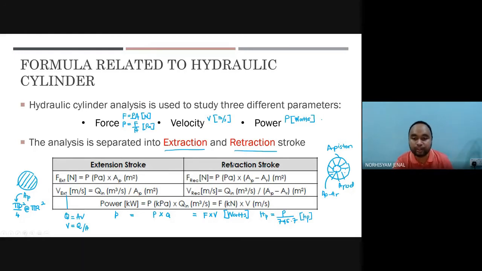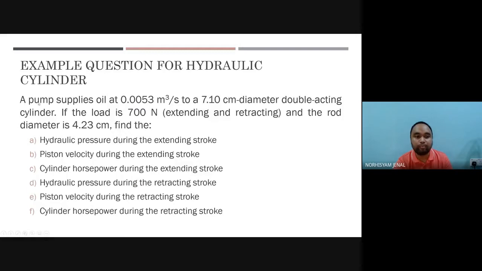Okay. Any question on this? No? Okay, so this is an example of the question. A pump supplies oil at 0.0053 meter cube per second. So this will be your Q. For this particular study, hydraulic cylinder, the wording here does not represent actual or theoretical. So we can just assume that the Q over here is the one we are using, the input Q.